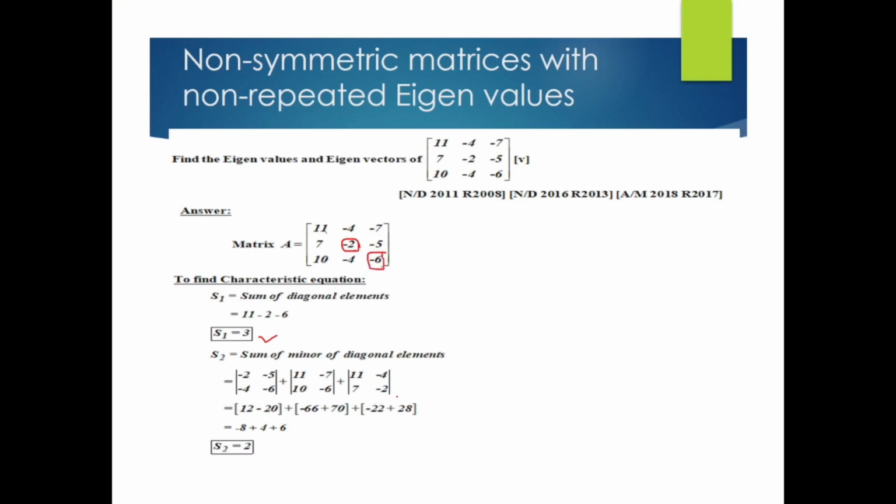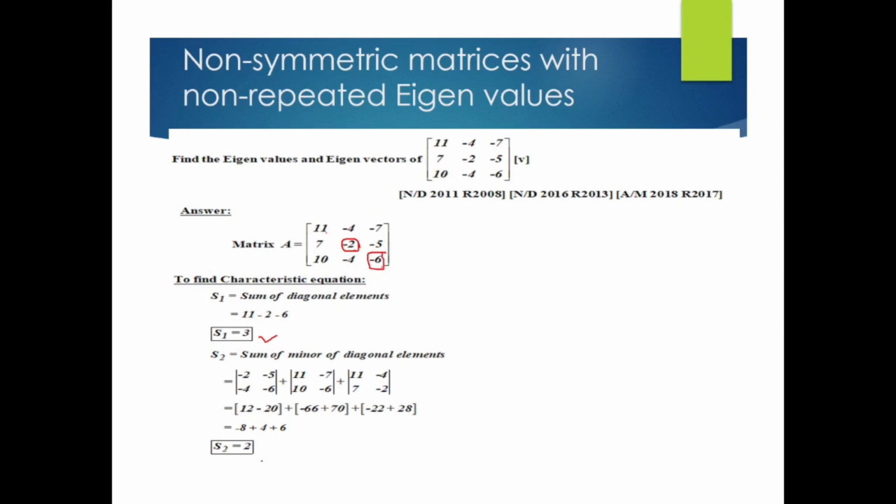Minus 2 into minus 6 is plus 12. Minus 4 into minus 5 is 20. So the first determinant is 12 minus 20, which is minus 8. Plus 11 into minus 6 is minus 66. By the formula there is a minus, and 10 into minus 7 is minus 70, so minus into minus becomes plus 70. So minus 66 plus 70 gives plus 4. Then minus 22 minus 28, with the sign, gives plus 28, and the third determinant is 6. So the answer is minus 8 plus 4 plus 6. So the S2 value is 2.